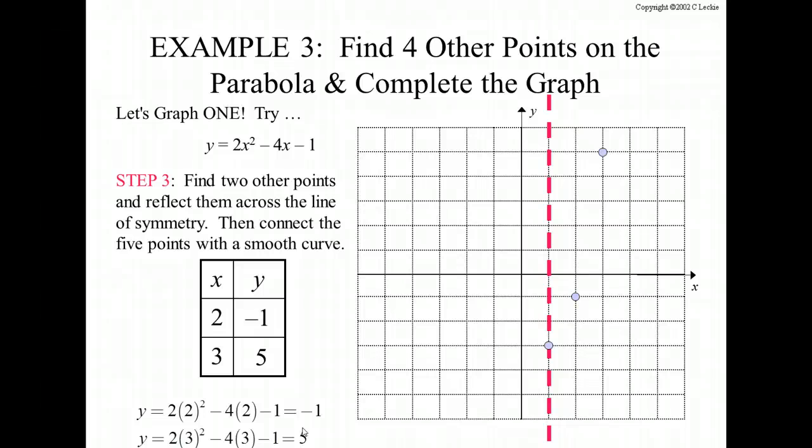Since I know I can fold my parabola over the line of symmetry, I know that I have a point to the left of the line that matches up with each of the points to the right of the line. I'm going to find those points. I have the point 0, negative 1, and I have the point negative 1, 5. Then I'm going to connect them to form my parabola. And I'm done.